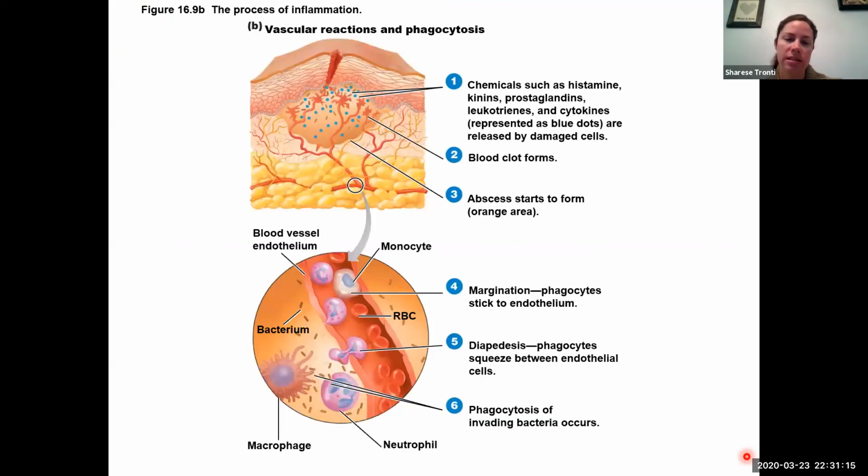So here are some of the main steps. We have chemokines that are going to be released. Again, remember, they are going to cause the blood vessels to become more leaky.